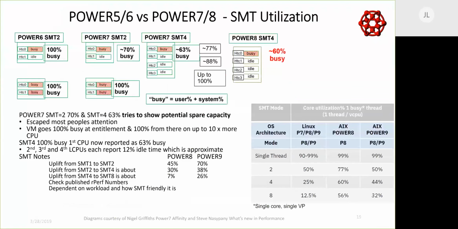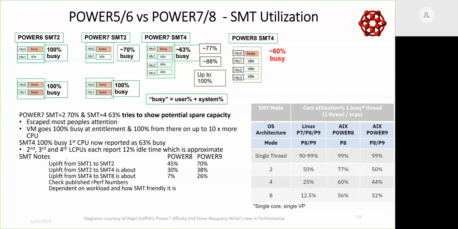So when we look at SMT utilization, there were some changes that happened. If you look at Power 6 and Power 7, in Power 6, if one thread was 100% busy and the other thread was available to do work, it reported utilization as 100%. In Power 7, they actually changed it, and the idea was to show you what the potential spare capacity was. And again, they refined it with SMT4 and again with SMT8, and they've tweaked it a little bit with SMT9. So I just wanted to point that out.